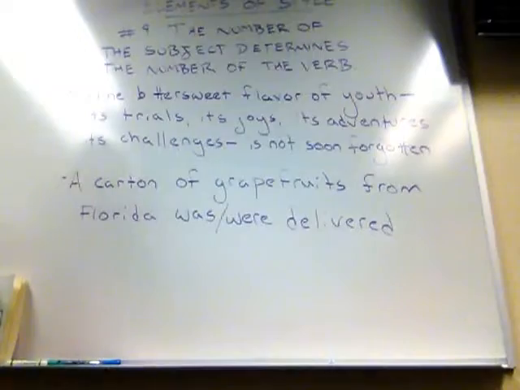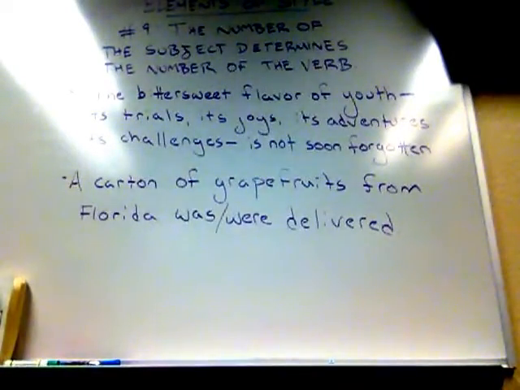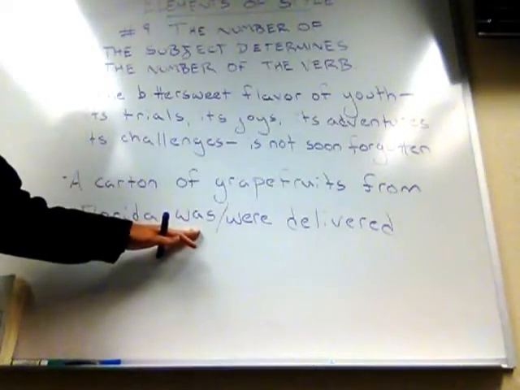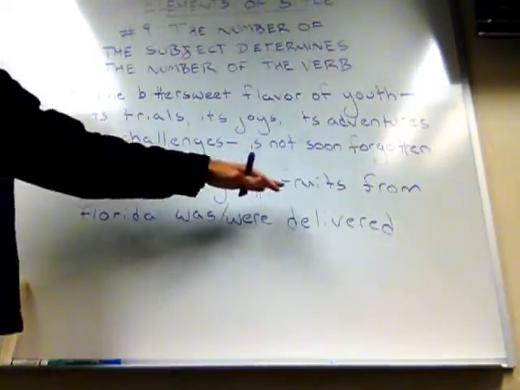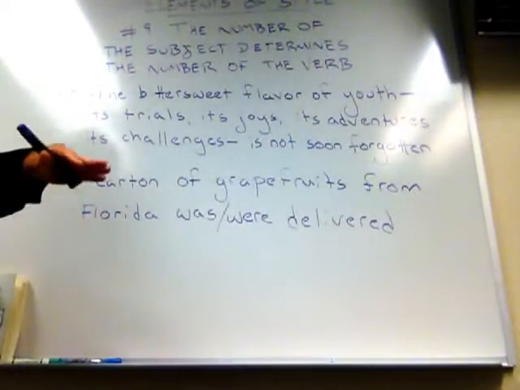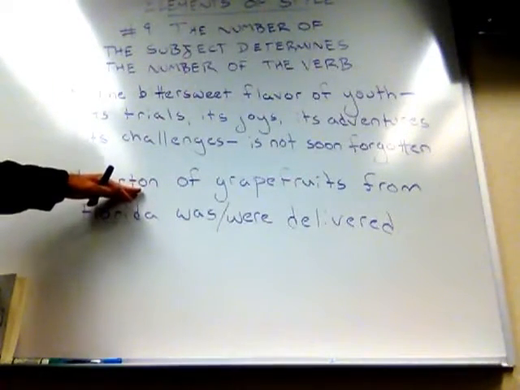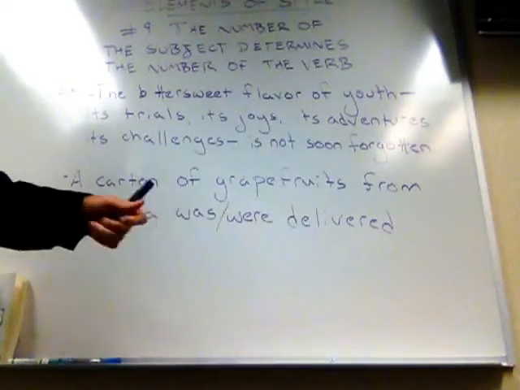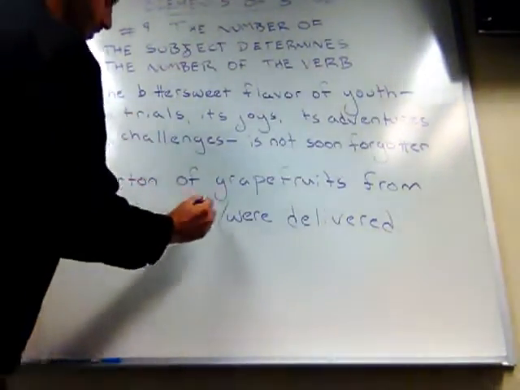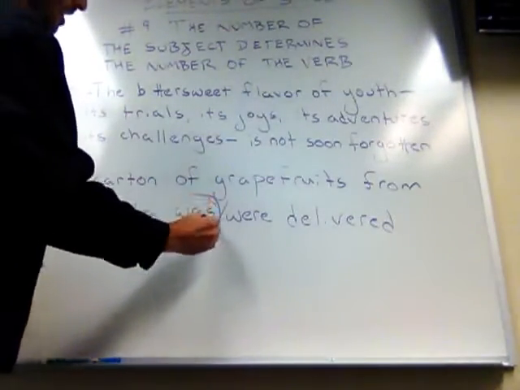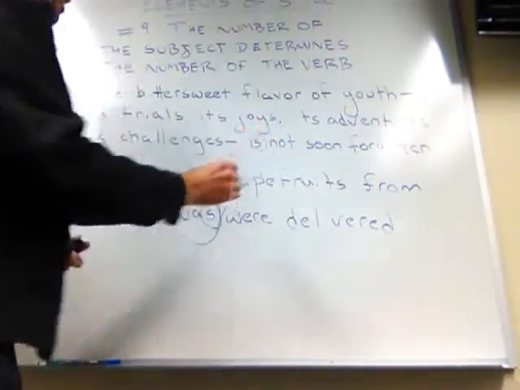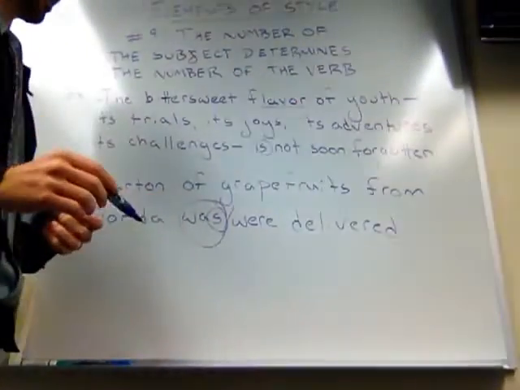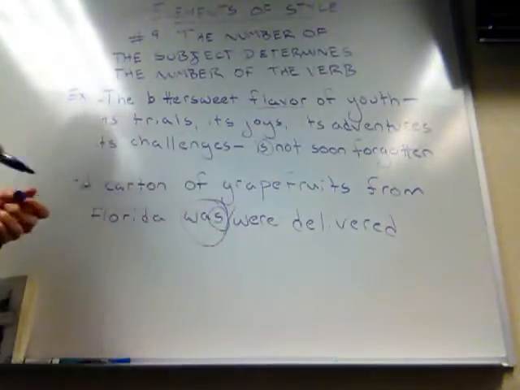Another example here, a carton of grapefruits from Florida were delivered. I kept both options there, right? Which one is the correct one? Well, we have to figure out what the subject is. Is it grapefruits? No. Is it Florida? No. It's carton. Carton, again, is obviously singular, so you need a singular verb. Okay? Now notice that this singular verb has an S. This singular subject does not have an S, and this singular subject does not have an S.